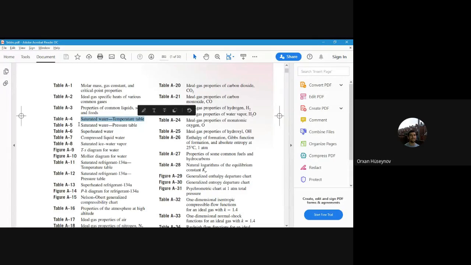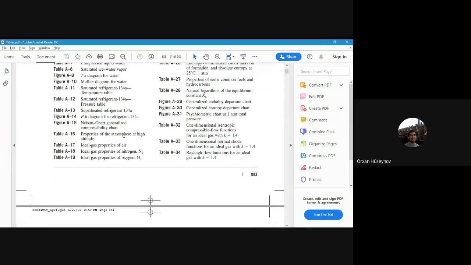For saturated water, you can use A4, you can use A5. It doesn't matter, it is the same stuff, but for A4, the temperature is the preferred one. It means that the increment in temperature is preferred. For A5, pressure is the preferred one. So here you have good values for the pressure, and there good values for the temperature. For our case, I'm going to use A4. As I said, it doesn't matter.